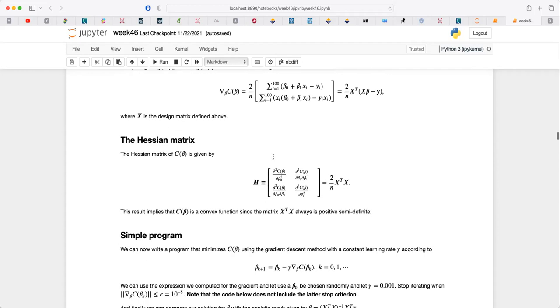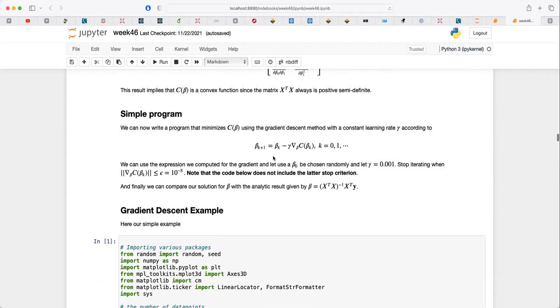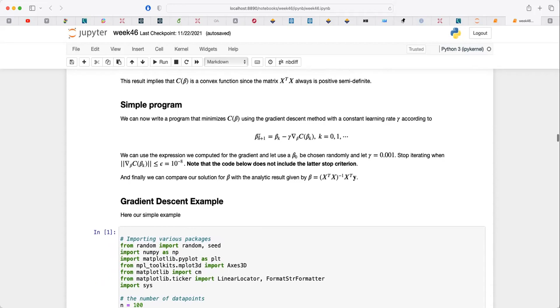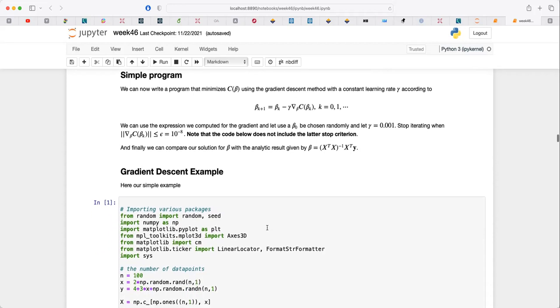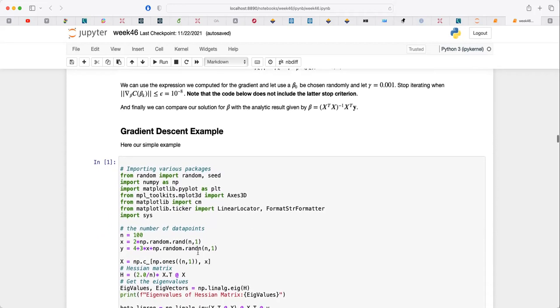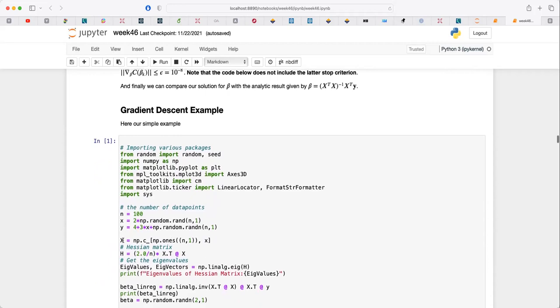So one of the things we're going to do in the code here is to implement the standard gradient descent, which is this. So we have a fixed learning rate multiplied with a gradient. And if you now look at the code here, I'm just setting up the data points. I'm setting up my design matrix.